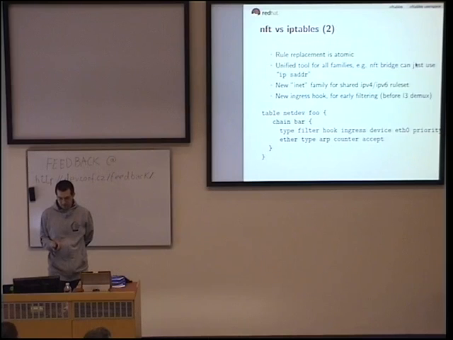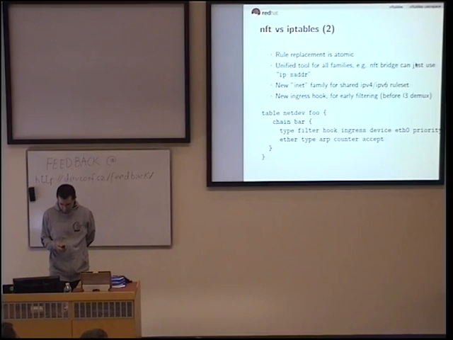It's just the same. The inet family, which is new, should help greatly with hosts that use both IPv4 and IPv6, because you no longer have to duplicate all your rules for iptables and ip6tables. So if you want to accept, say, SSH inbound, you just accept tcp dport 22 in the inet family, and it will just work for both IPv4 and IPv6.